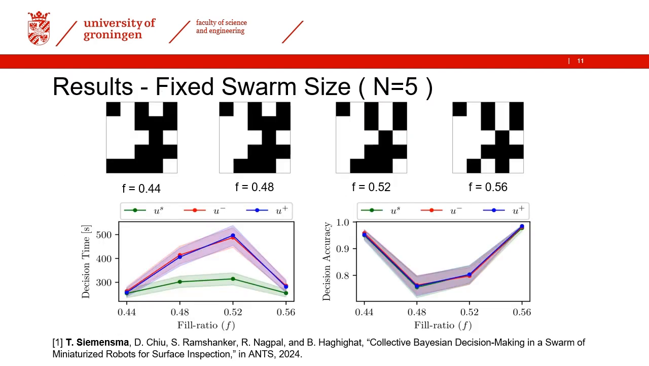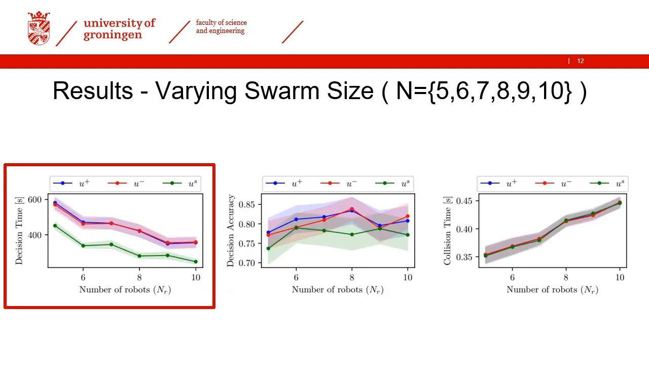We perform simulation studies. Our first result is generated for a fixed swarm size of 5 robots. Here we see that the soft feedback strategy, denoted by US, drastically reduces decision times. Moreover, the decision accuracy is not hugely influenced by this decrease in time. We can see that these results hold over a variety of fill ratios, also close to 0.5, which is the hardest case.